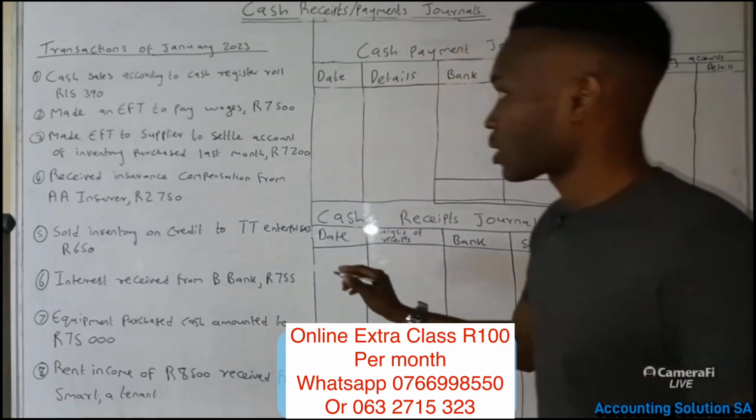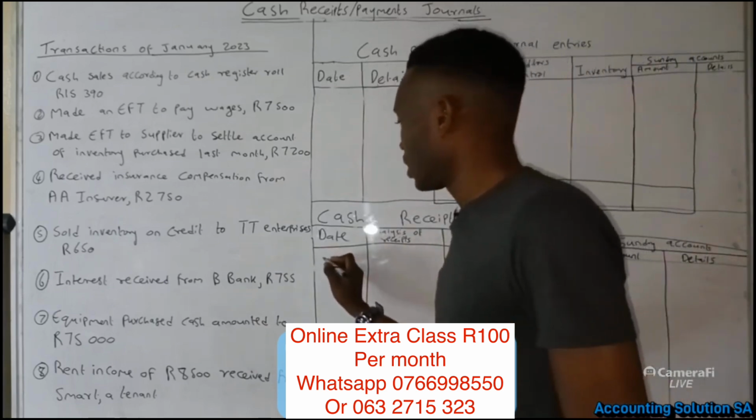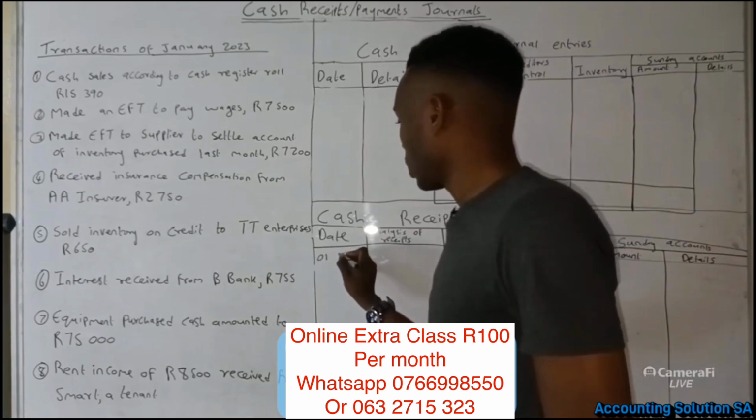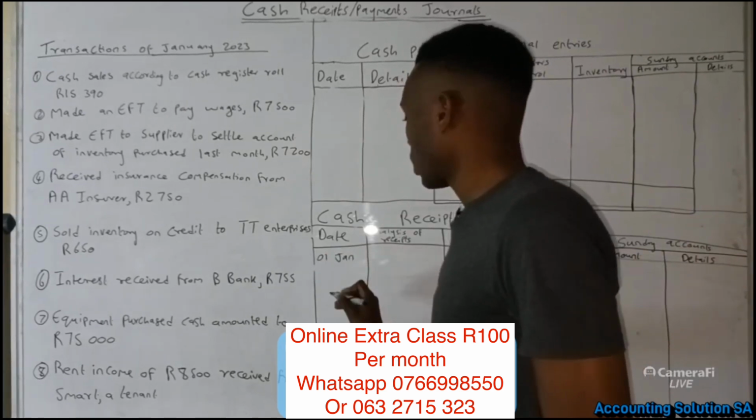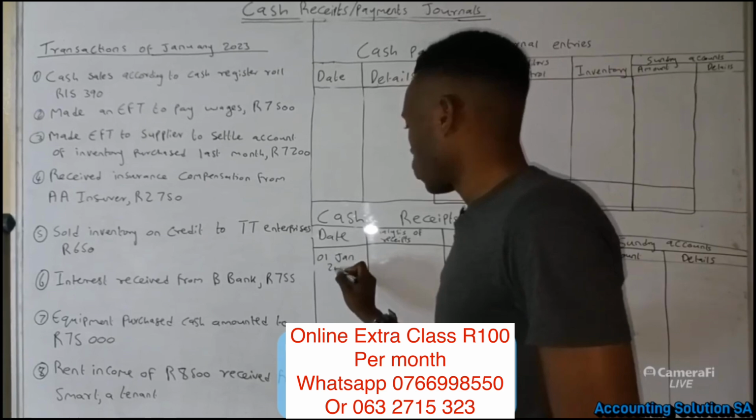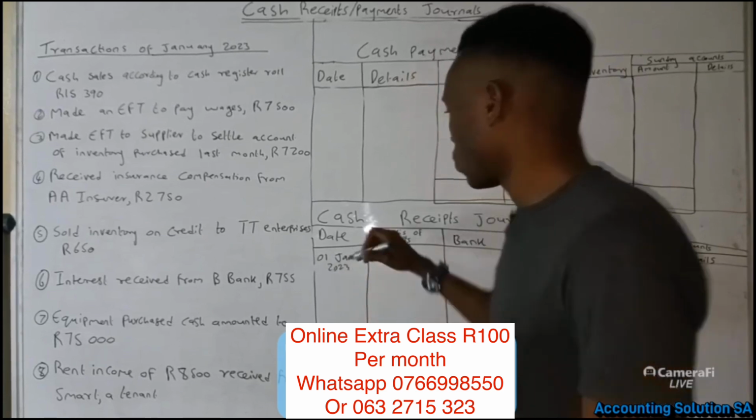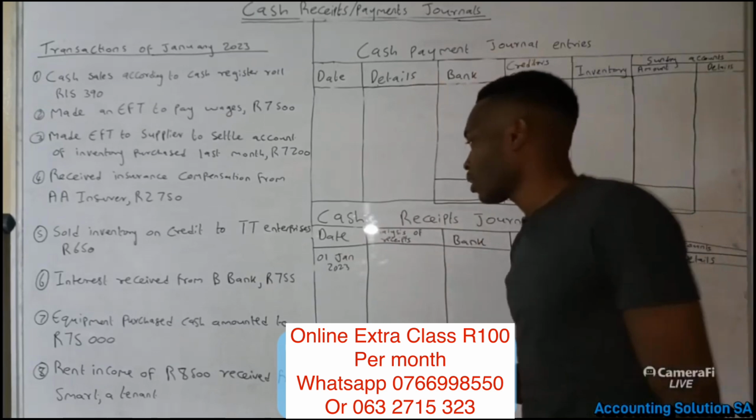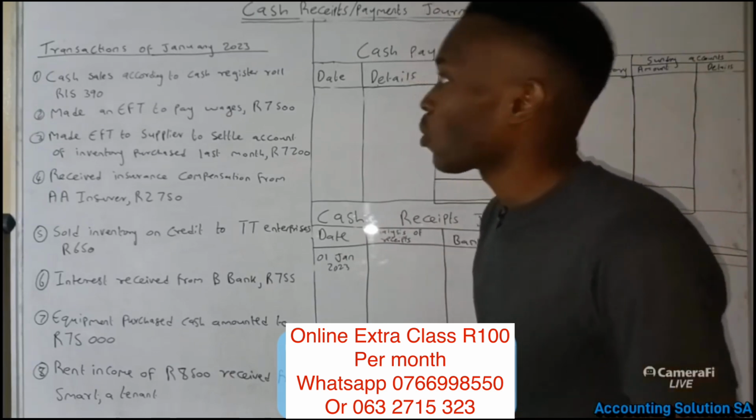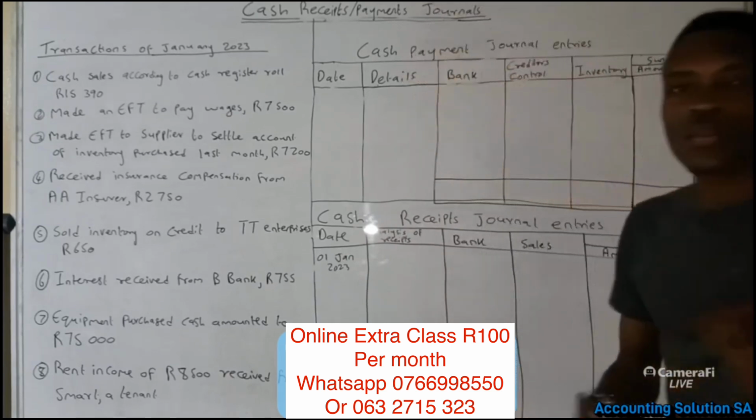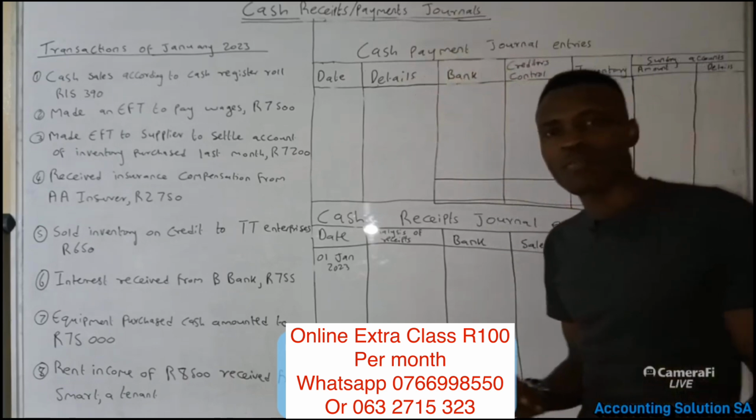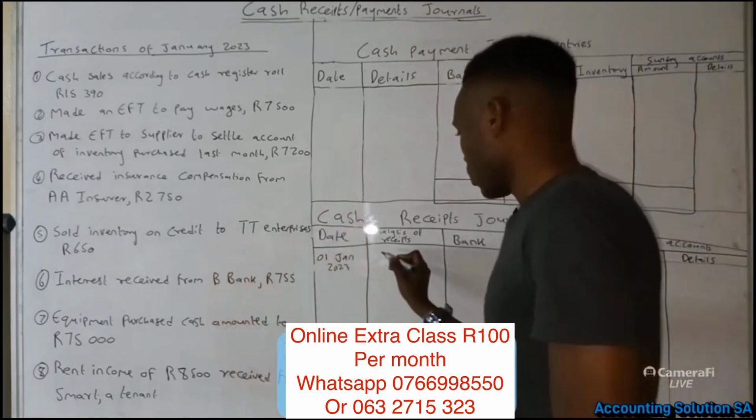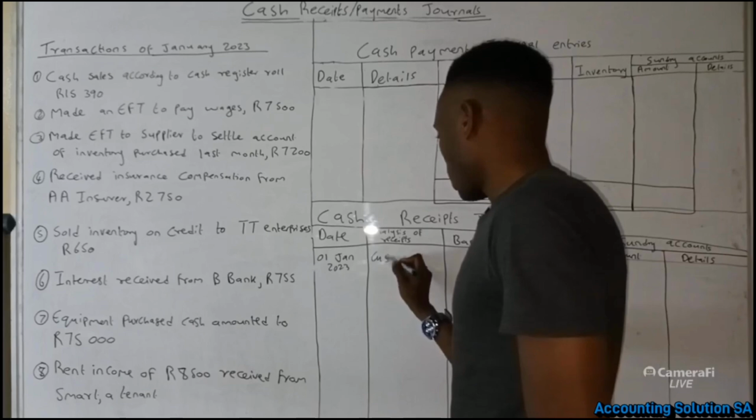All right, let's start with the date. The date will be 1 January 2023. So this is a cash receipts journal. Then the analysis of receipts: we are going to write where we received this money from. From the customers, of course, because we made a sale. It's going to be customers.